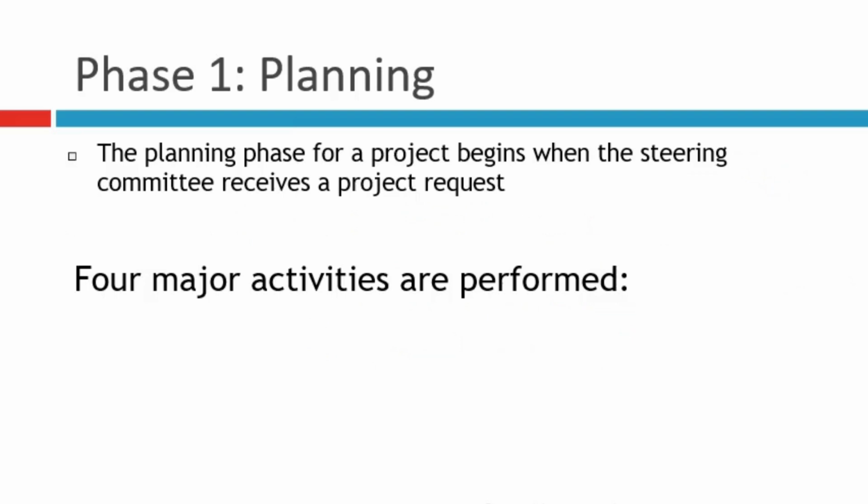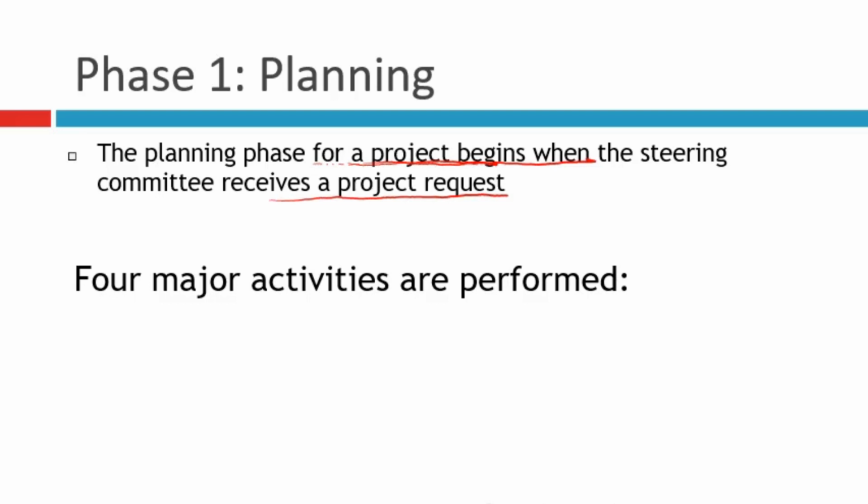So what happened during the first phase, the planning phase? What happened in this stage? The planning phase for a project begins when the steering committee receives a project request. Project begins with receiving a project request.